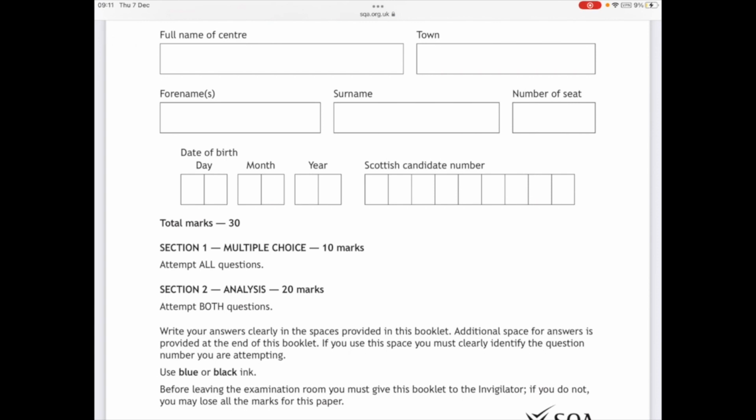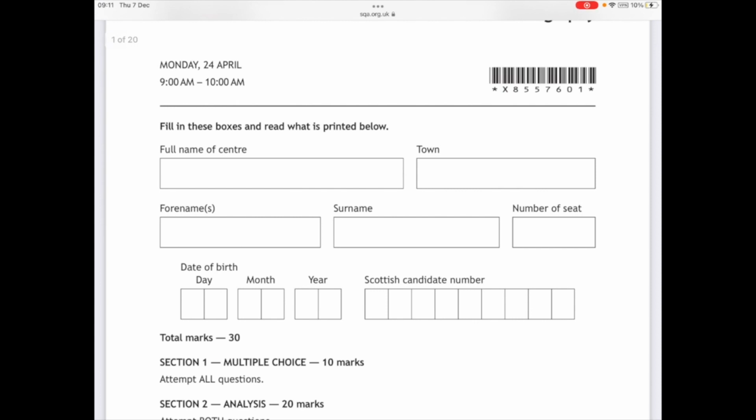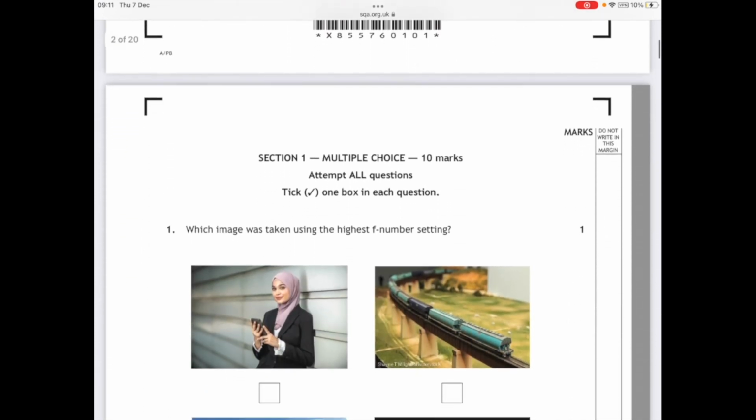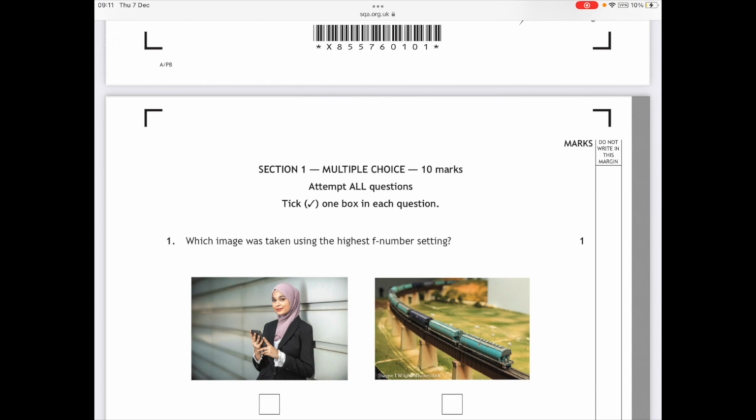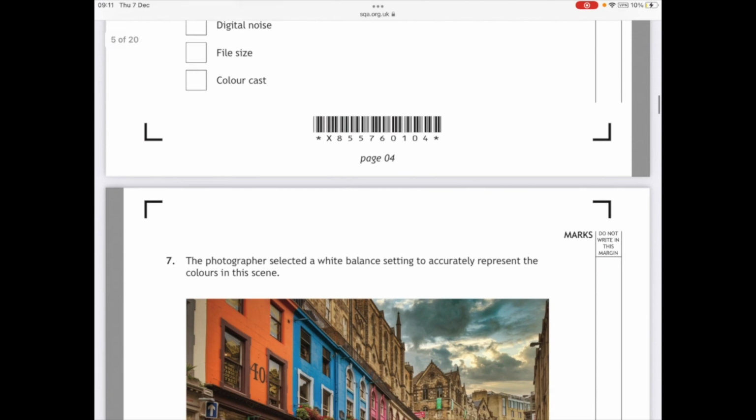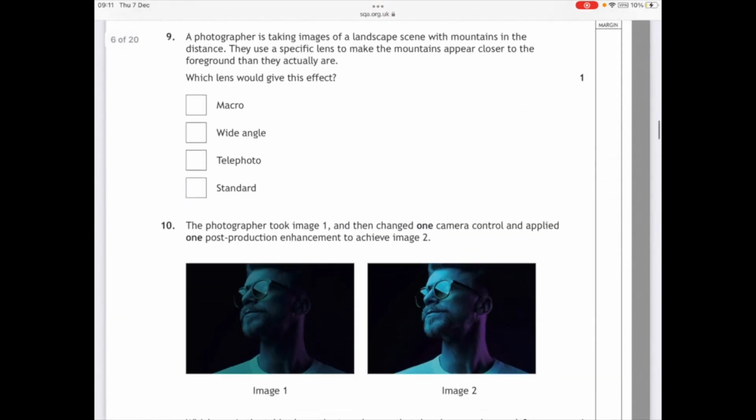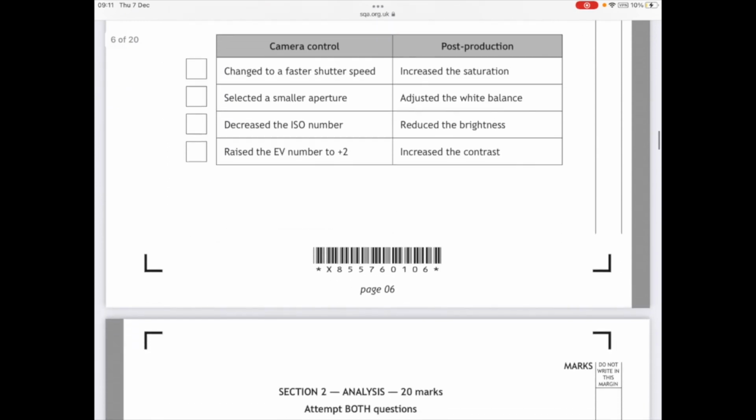So the higher photography exam is a structured paper, which means that you write in the booklet. Additional paper can be made available if you need it. On the front of the paper you have the normal things that you need to fill in. You might want to find out what your candidate number is if you don't know what that is yet. It's a good idea. The structure of the paper is 10 multiple choice questions. Make sure you answer them all. If you don't know the answer, hazard your best guess.